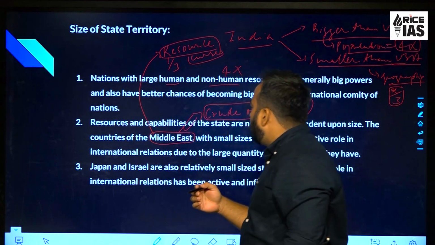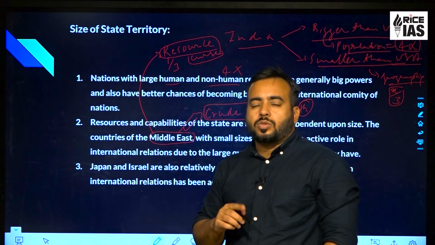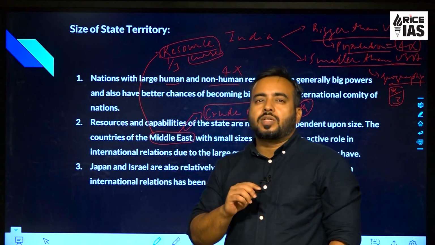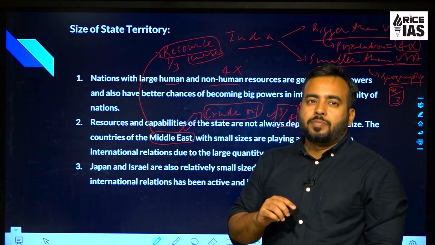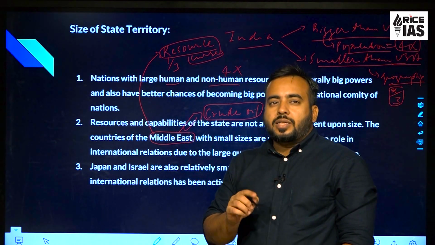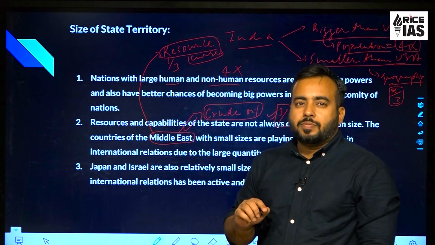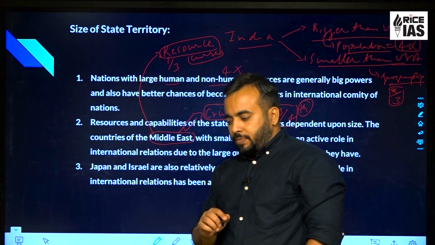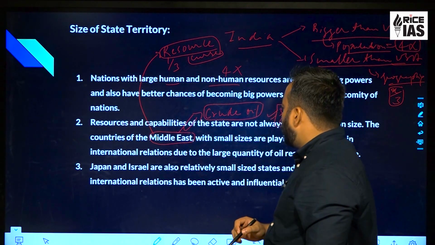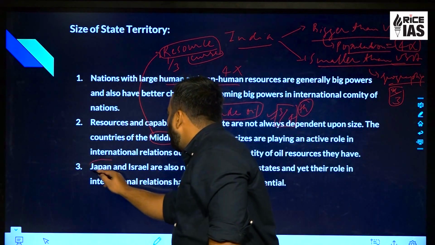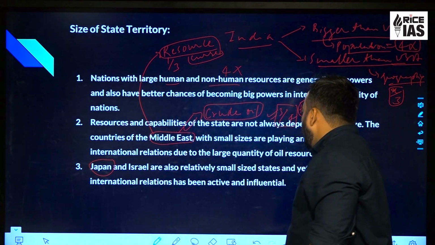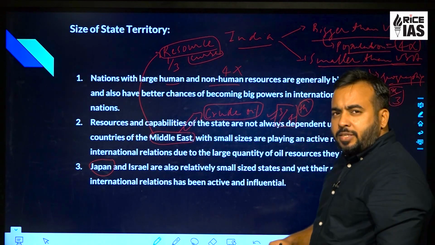Resource matters, but the efficient utilization of resources is of prime importance. For example, Japan is not resource rich, Israel is not resource rich. Japan and Israel both have a resource crunch, and they have smaller sizes, but they have been able to use the limited resources to their advantage. Japan has been importing raw material and then exporting finished high-tech goods. So size matters, but not always.